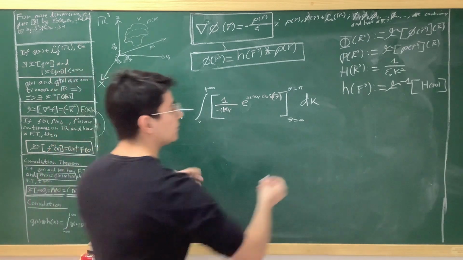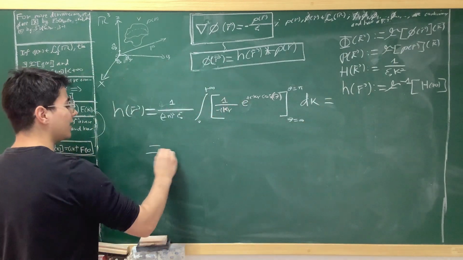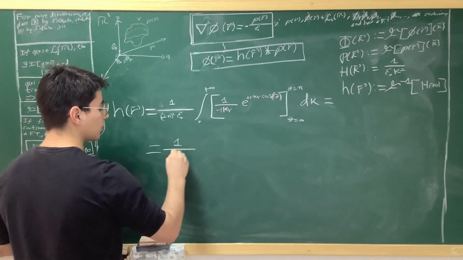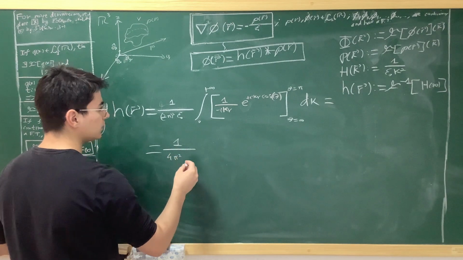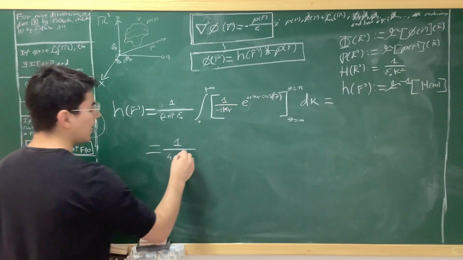There's a lot of chalk in here. So 1 over 4 pi squared. The 1 over minus i can go out.